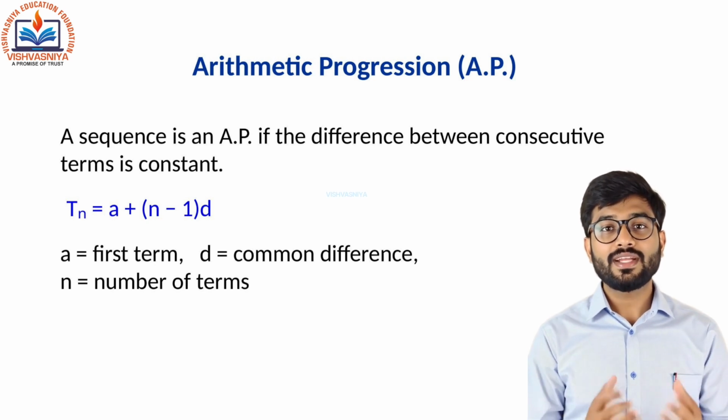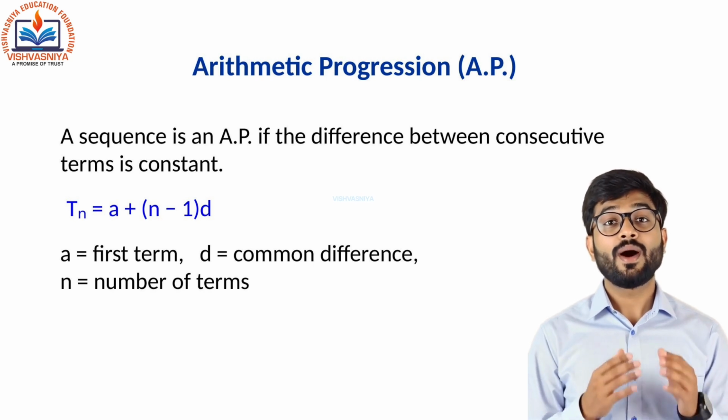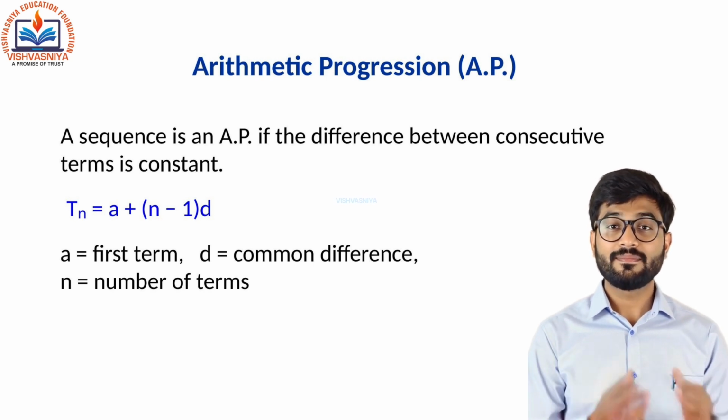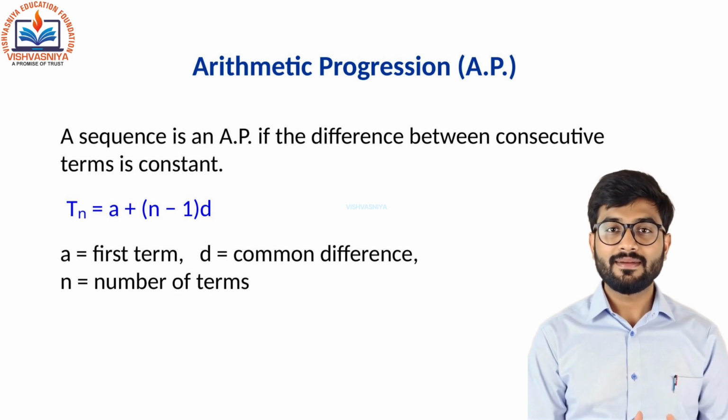The nth term of an AP is given by the formula Tn equals a plus n minus 1 into d. This means take the first term a and add n minus 1 times the common difference d.